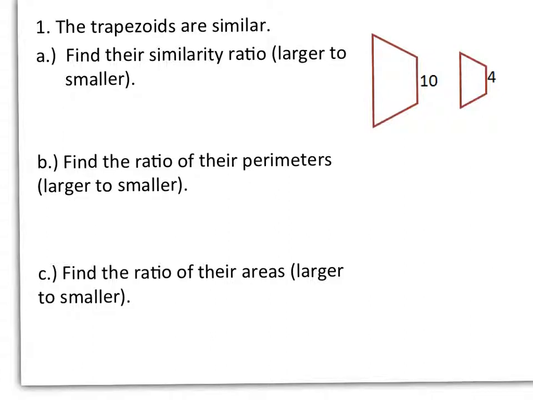In number 1, the trapezoids are similar. We want to find their similarity ratio larger to smaller. So that would be 10 to 4, which we can reduce as 5 to 2.